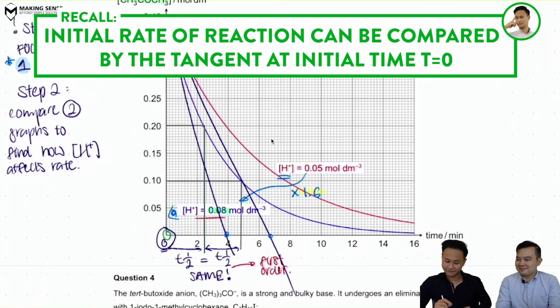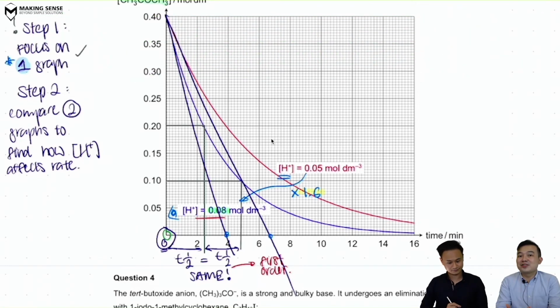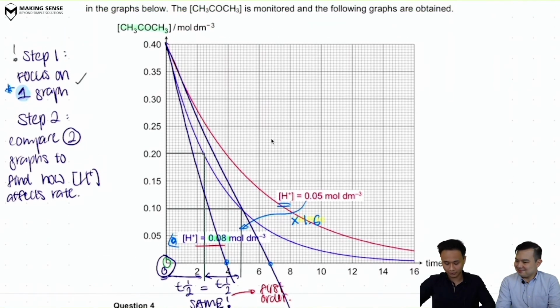Now, Mr. Leong, say if the gradient changed by 1.6 power 1, what do you think the order is? It'll be first order with respect to H plus. Yes, and that's it. So this is how we find the order with respect to H plus. Keep propanone constant and see how the concentration affects the initial rate of reaction.